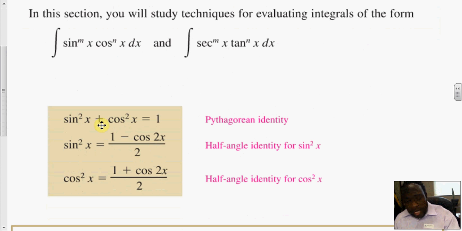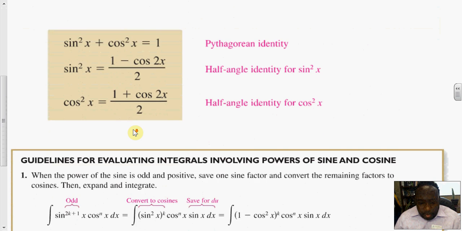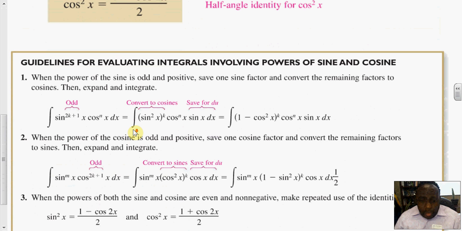Obviously, sine squared x plus cosine squared x is equal to 1. Sine squared x is equal to (1 minus cosine 2x) over 2, and cosine squared x is equal to (1 plus cosine 2x) divided by 2. Here are some guidelines for integrating the combinations of sine raised to a power times cosine raised to a power.